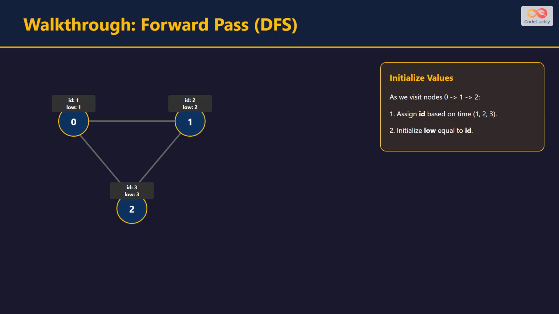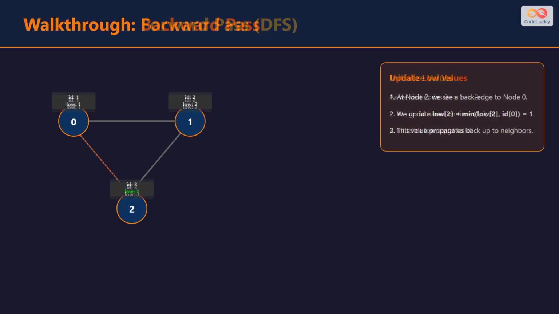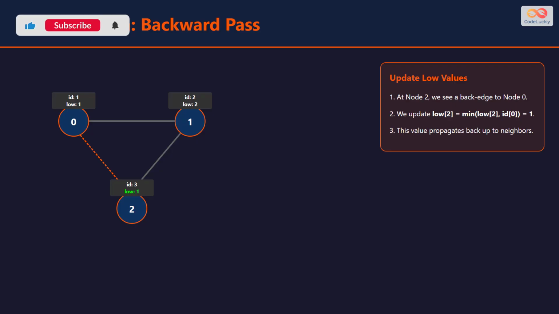Let's walk through an example. As we traverse forward from nodes 0 to 1 to 2, we assign them discovery IDs of 1, 2, and 3. Initially, their low link values are the same as their discovery IDs. When we reach the end or find a back edge, we start updating. Node 2 has a back edge to node 0. This allows node 2 to update its low link value to 1. As we backtrack, this lower value propagates up, telling the parents that their children have a path back to the start.